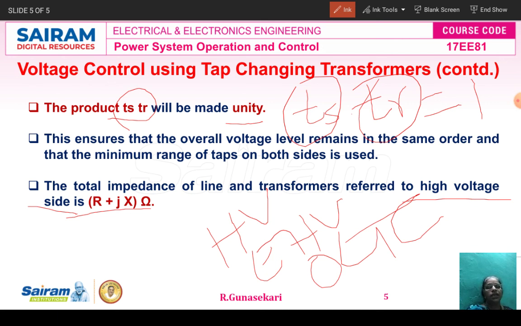If I simply say what the ratio is, the tap changing ratio, you may not understand. So I told one example from this length. So you draw the diagram, give one example and then explain. This is a minimum 6 mark question only.